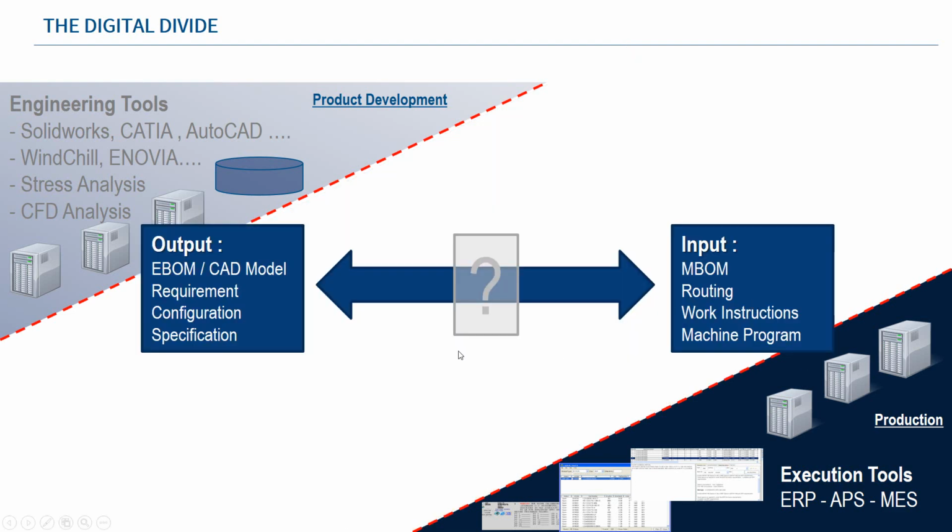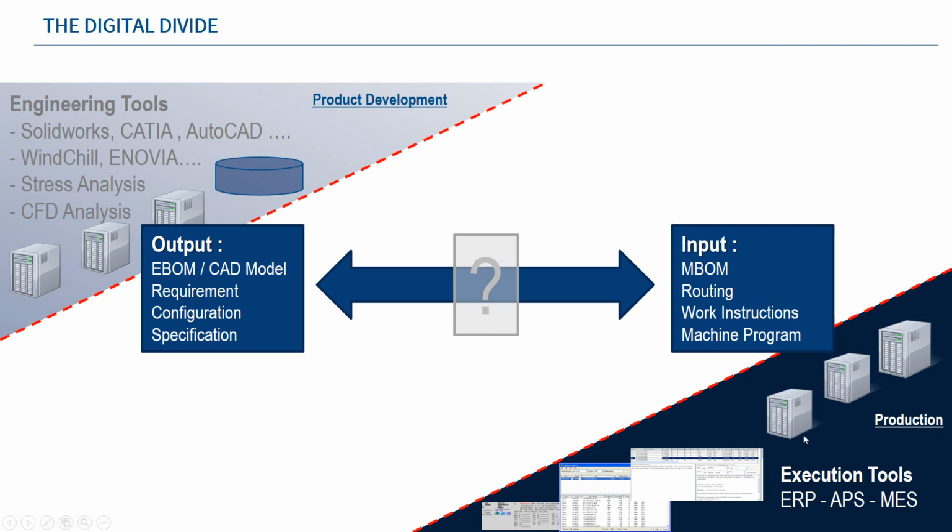So what are we getting from product development? It's basically all the engineering bill of material, the CAD model that you will get, the requirement, configuration, if you have different variants of your product. That's in the engineering tool, in the PLM exactly, that you will define all of that.